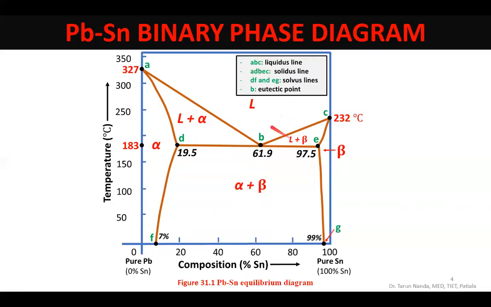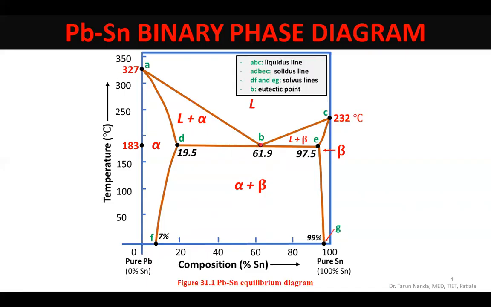Similarly, this region will have liquid from the left and beta from the right, and this region will have alpha from the left and beta from the right. So there are another three two phase regions: this and this. And finally we have a single three phase region here where all three phases are coexisting.